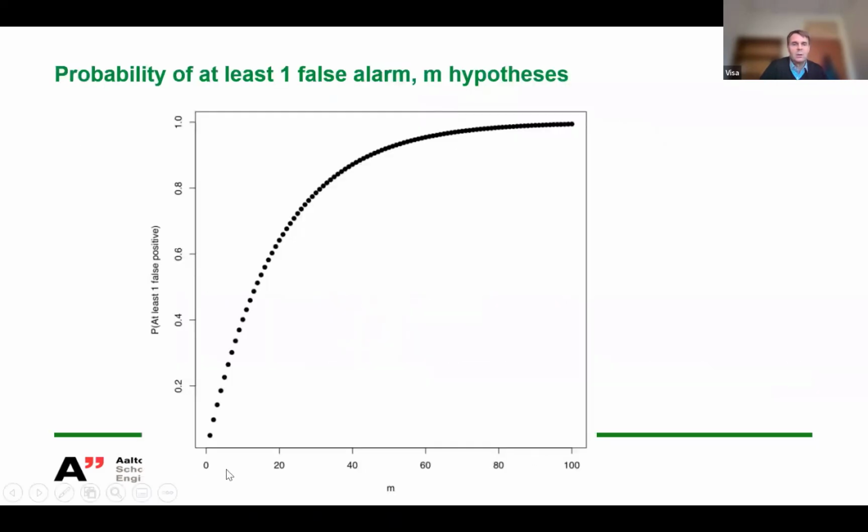And this figure just illustrates that. We have the number of hypotheses on the x-axis, and on the y-axis the probability of getting at least one false positive. You see that, for example, with 60 hypotheses, the probability is basically 1 already, or very close to 1. So this motivates that the testing should be done somehow else.